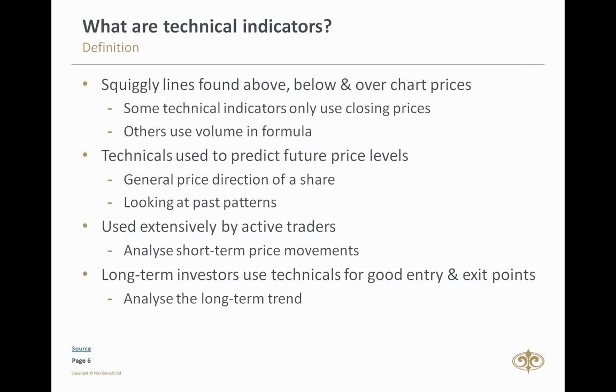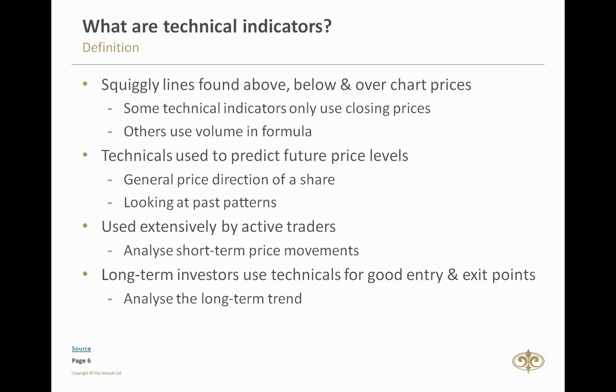Okay. So what are technical indicators? Those are those squiggly lines found above, below, and over the chart prices. Most of the indicators are based on closing prices, because that's the information that comes out of the market every day. The opening price, the closing price, the high for the day, the low for the day, and the fifth bit of information is the number of shares traded, or volume. So all these technical indicators are based on those five criteria, and all it is is a mathematical formula that creates those indicators.